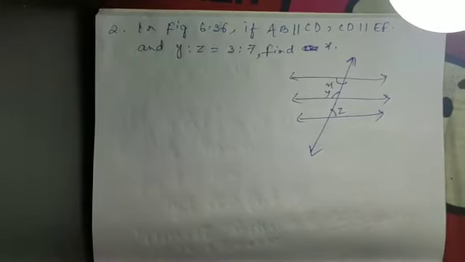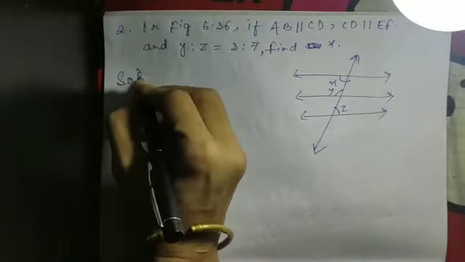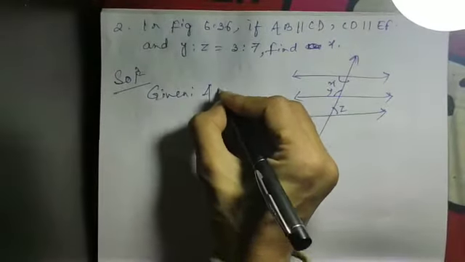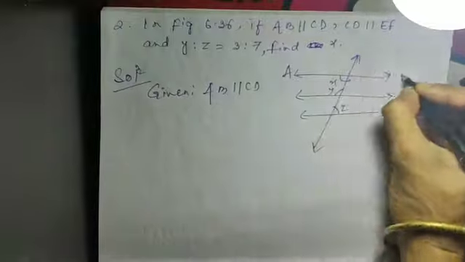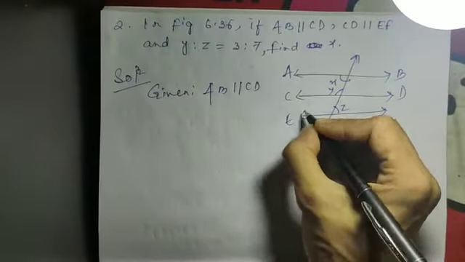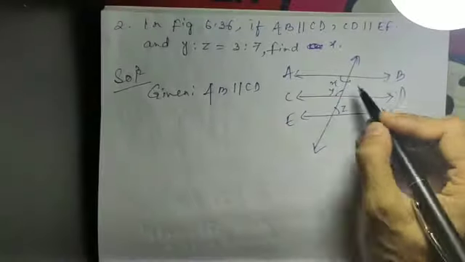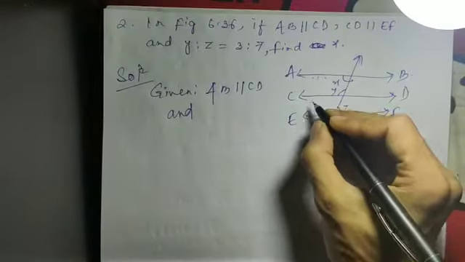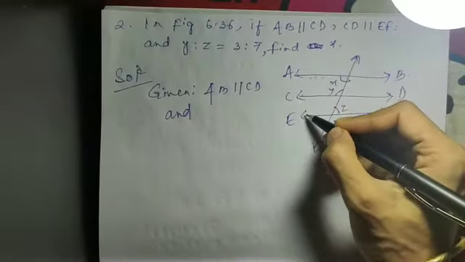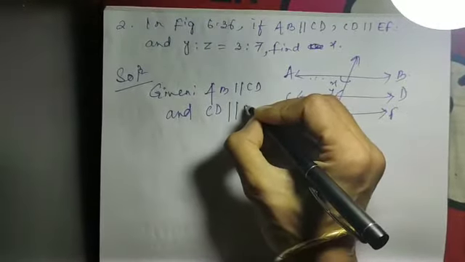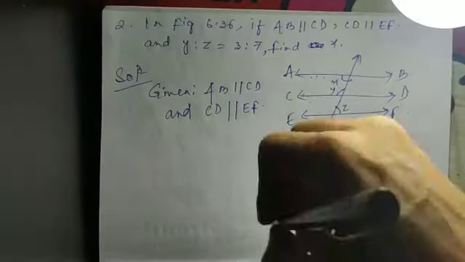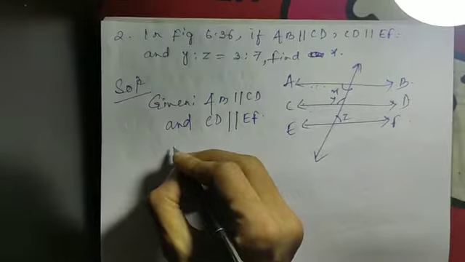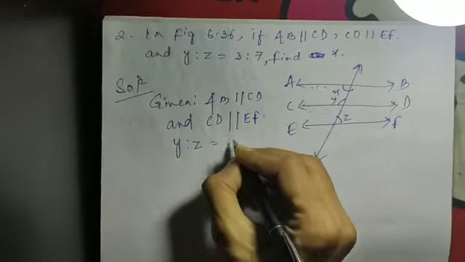See, in this figure, what they say, given: AB is parallel to CD. This is AB, CD, EF. These two lines are parallel. And CD is parallel to AF. These two lines are parallel. Then y is to z is equal to 3 is to 7. This is given, right?